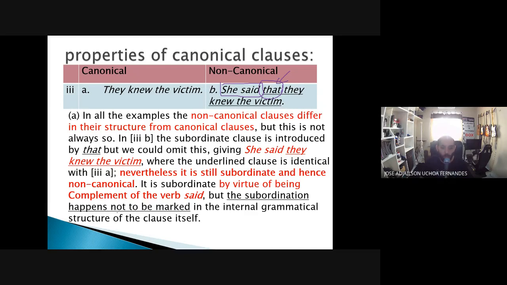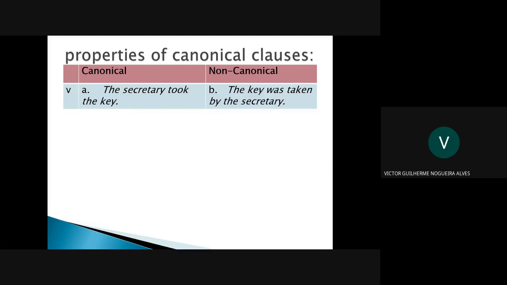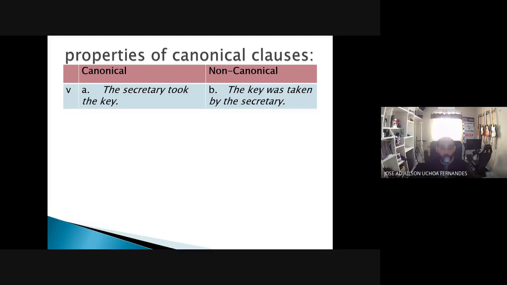So the subordination happens not to be marked. It is not explicit, but it's there. In the internal grammar, it happens not to be marked in the internal grammatical structure of the clause itself. This is the marker for subordination. Okay, it can be omitted, yes, but it's still there. Questions about this? I'm fine.